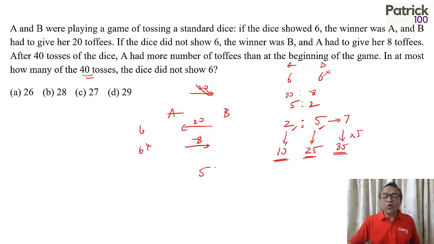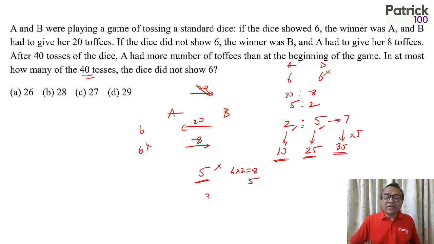Now you have 5 more tosses. If in 5 more tosses there are 4 sixes, let's say, which means A will have to give 2 coins to B. So A will have to give 4 into 2, 8 coins to B, but will only receive 5 coins, which will be negative. So not possible to get 4 sixes.